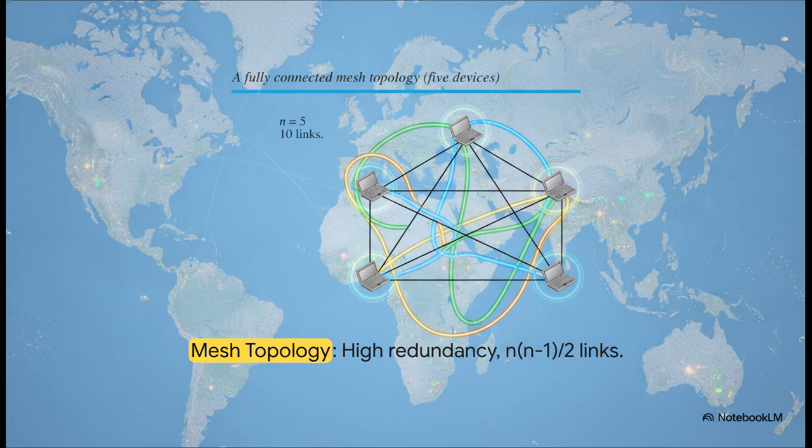In a fully connected mesh, every single device has a dedicated point-to-point link to every other device on the network. The math here is absolutely vital for you to remember. The number of links required is n times n-1, all divided by 2. So if you have just 5 nodes, plug that in, you need 10 links. This setup provides massive redundancy and ultimate privacy because every single conversation has its own secure, dedicated wire. But as you can probably imagine, the sheer amount of cabling required scales exponentially. It can become a total nightmare to install.